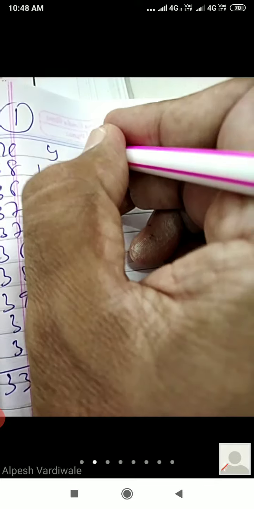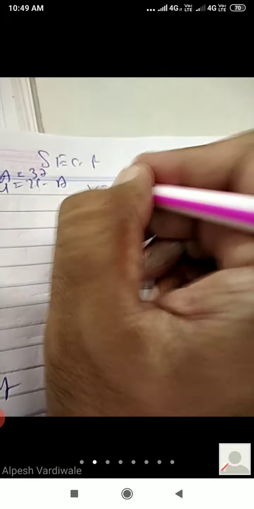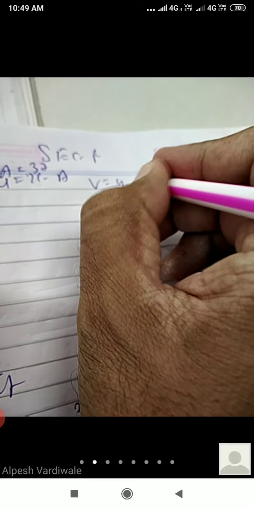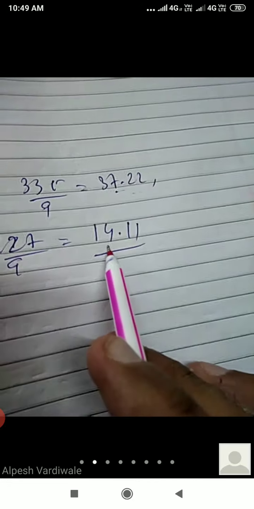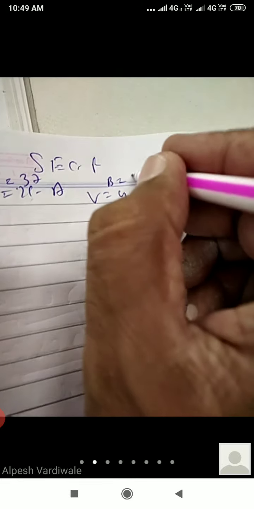Okay. Now here we are taking the UV formula because both the values are in decimals. So U is equal to x minus a. Okay. What value of a will you take? That is 37, take 37, near to x bar. Okay. What will be the value of b? V is y minus b. What will be the value of b? That is 14, near to y bar.